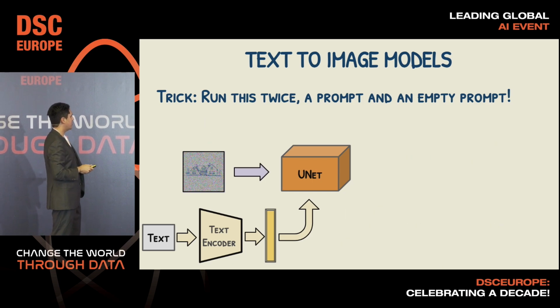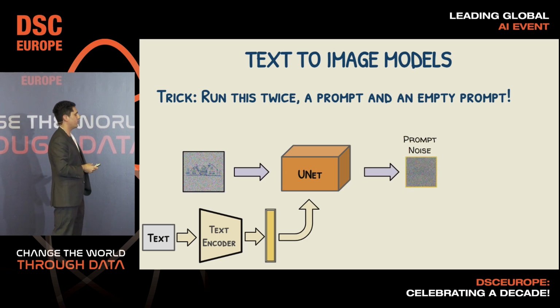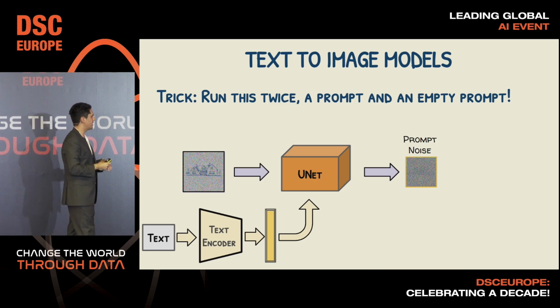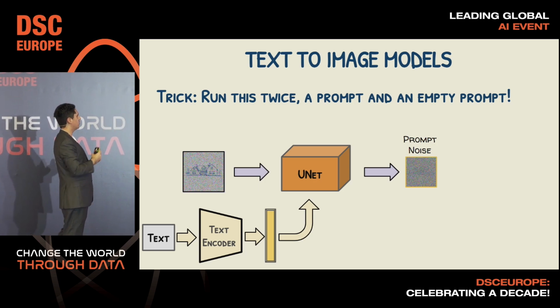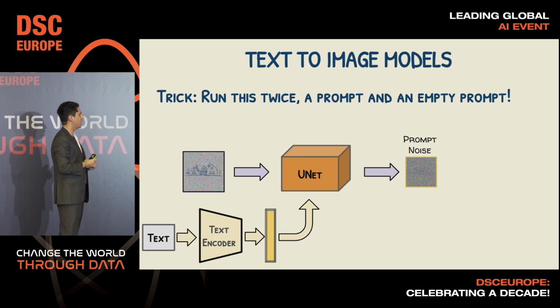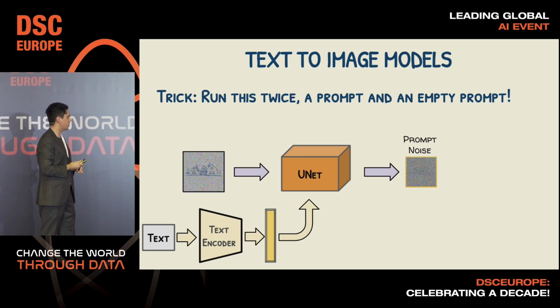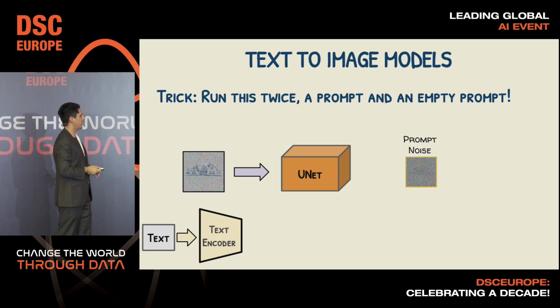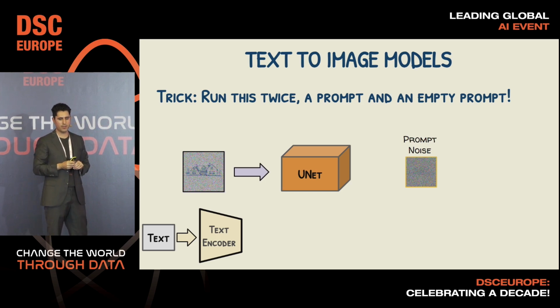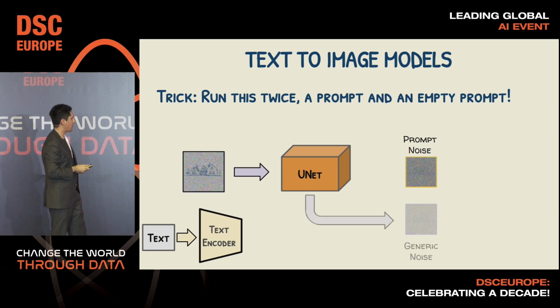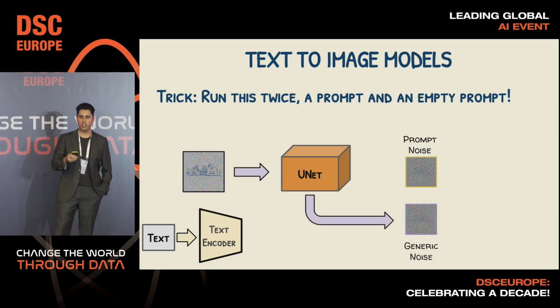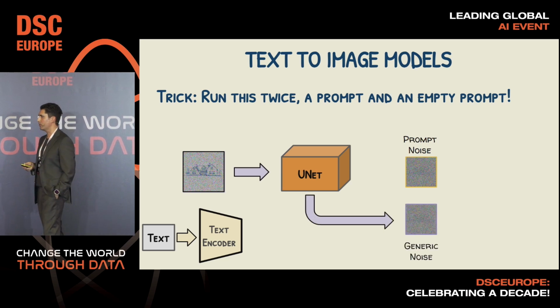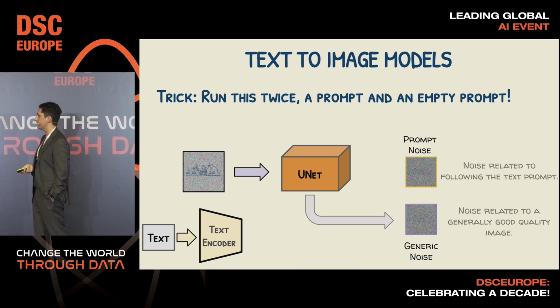So what does this actually look like? Okay, so you have your text prompt and the image you're trying to figure out how much noise there is. And so you have your prompt noise. So I say, like, sketch of a house, I run this whole process, and I have the noise I would like to remove that's attached to my text embedding. Then what I'm going to do is run an empty prompt, like an empty string, and then I will have my generic noise. And this is the trick for CFG, or classifier-free guidance.